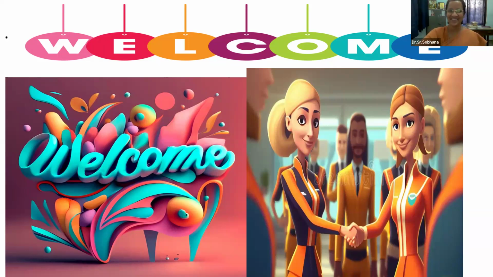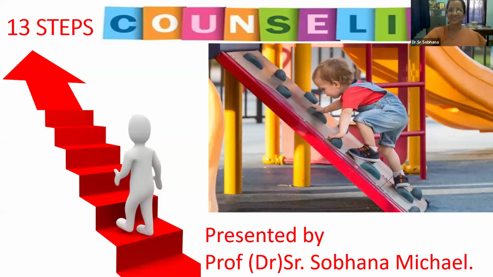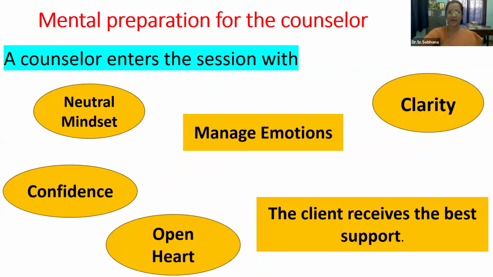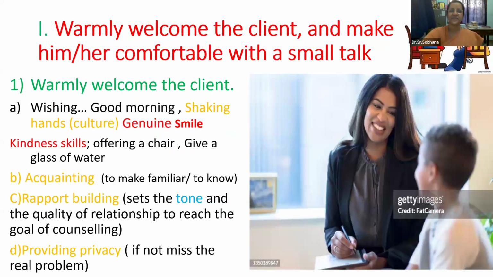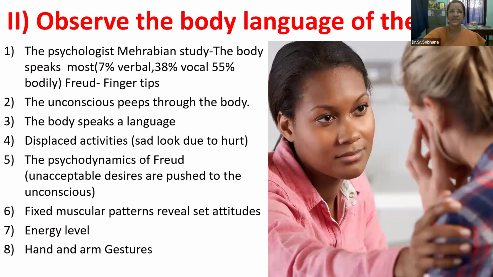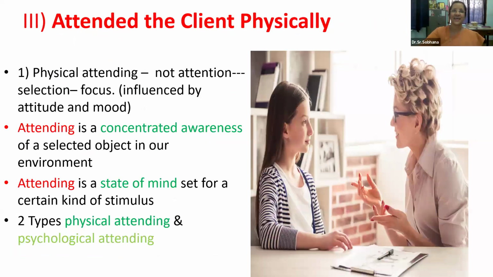Hope you remember yesterday that we covered about 6 to 7 steps of counseling. So for the 13 steps of counseling, we'll just revise the different steps. The first one, we prepared our mind mentally. The first phase was the facilitative dimension, pacing, or in the layman's term, mirroring. The first step was to warmly welcome the client and make him or her comfortable with small talk. Then the next is to observe the body language of the client, and attend to the client physically as well as psychologically.